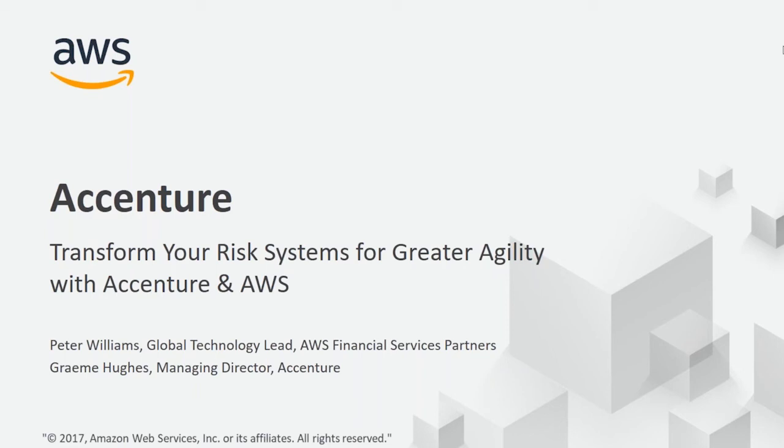I'm Peter Williams, and I lead the technology efforts for AWS Financial Services Partners. At AWS, we're often asked how financial services organizations are using the cloud, and frequently we're asked how they're approaching transformation of their risk platforms in the cloud. I hope today you will learn how the scalability of the cloud is enabling risk systems to be much more flexible, and how Accenture's unique combination of financial risk domain knowledge and AWS technology expertise can really help.